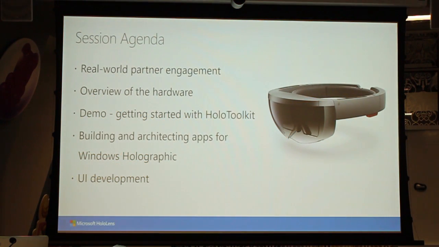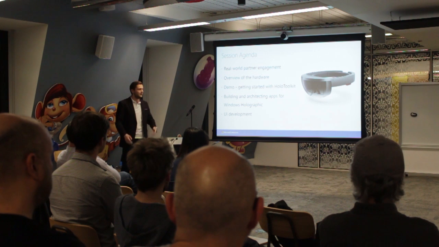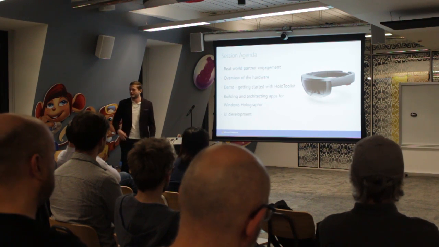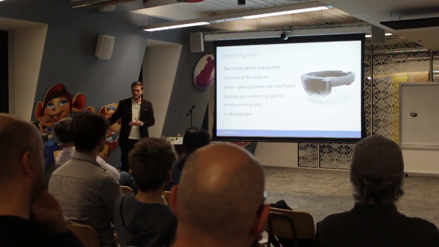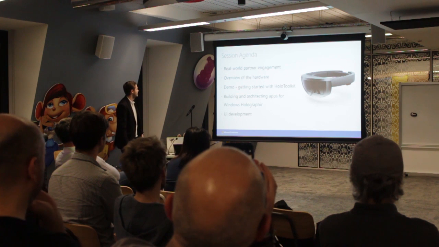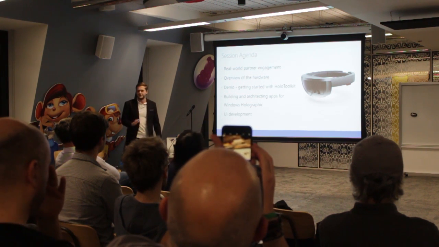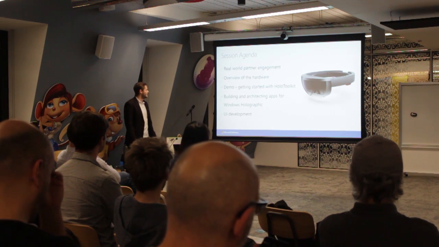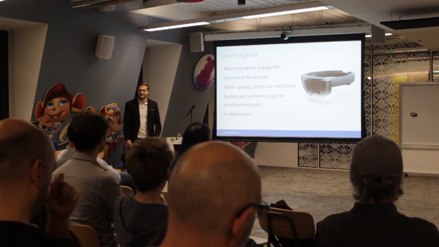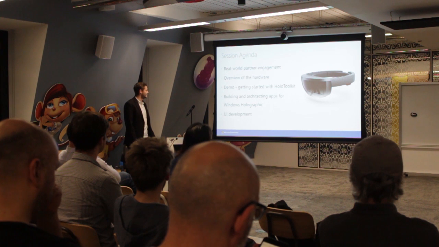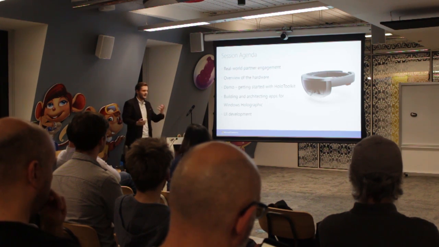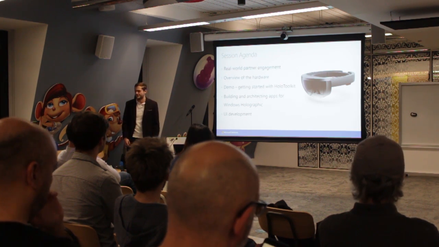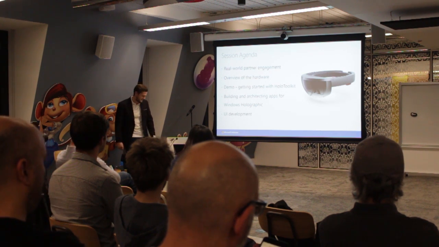So, just as a session agenda, we're going to talk about real-world partner engagement. This is something that we have done with HoloLens, so we worked with a partner from Finland, and I'm going to tell you all about the architecture, how that worked, and what we've developed. And then also a brief overview of the hardware. I know you've seen that before, but I'm going to talk more about what you can do. And then I'm going to do a live demo, hopefully everything's going to go well. And then I'm going to talk about how you can architect apps. And David is going to come in and talk about how you build UIs for HoloLens.